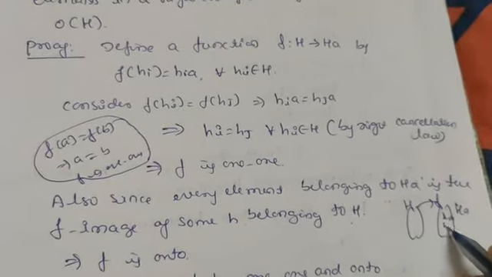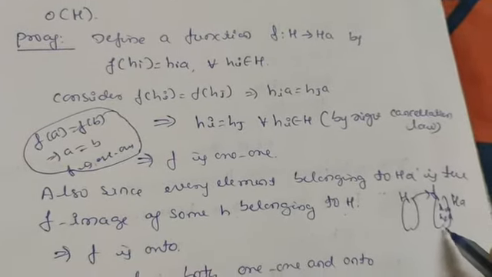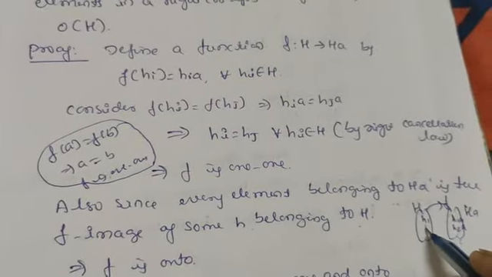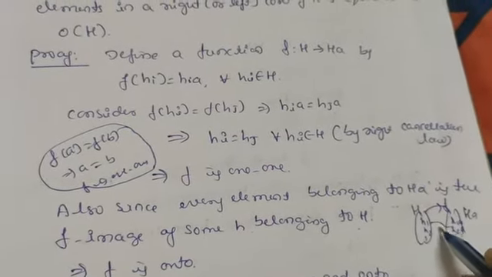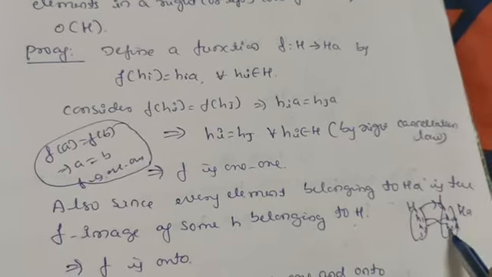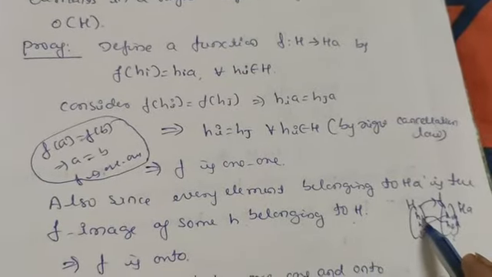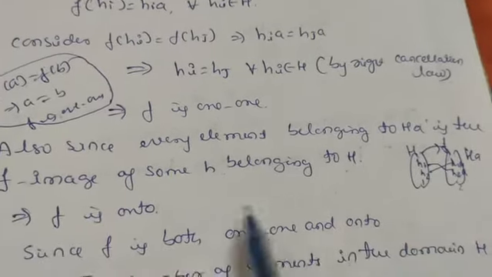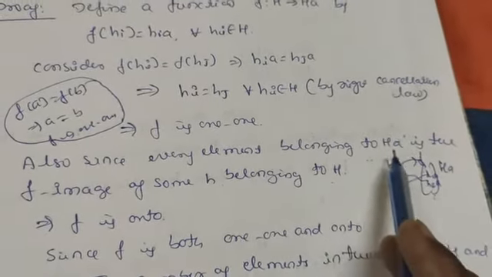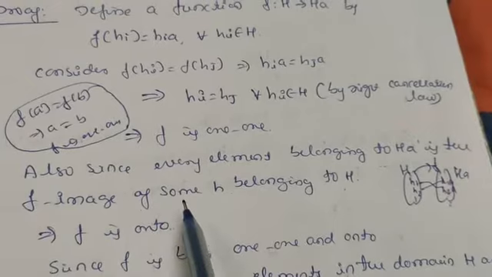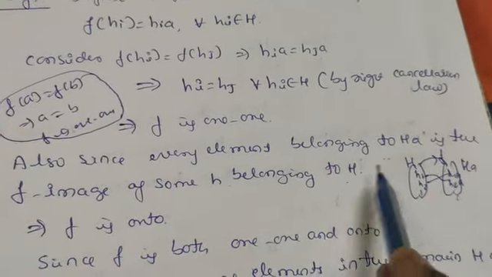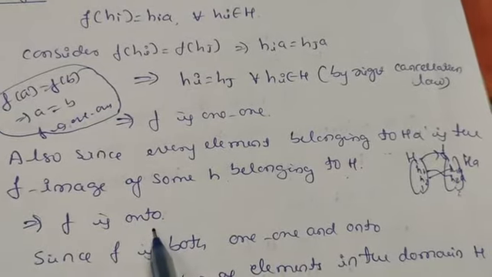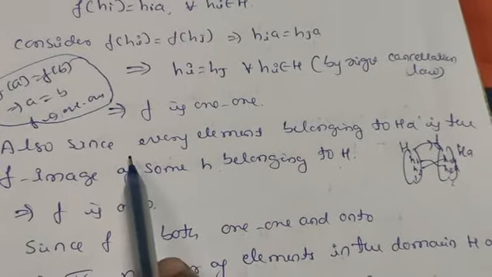This is h1a, h2a, etc. So these are the images of h1, h2, etc. If they are related like this, we can say that these are the images of the elements of capital H. So since every element belonging to Ha is the f image of some h belonging to H, this is the meaning of this. This implies f is onto. Again, this is the definition of onto.